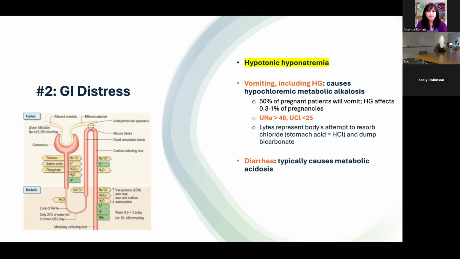Diarrhea, on the other hand, typically causes a metabolic acidosis. And so kind of the same thing here. In this situation, you are trying to dump the hydrogen chloride ions and you are in turn reabsorbing bicarbonate. And so you end up with a urine sodium of less than 25, which is pretty common. And again, you're trying to reabsorb volume as well. And so when sodium enters the body, water will follow. So that's why that electrolyte profile in the urine is common.